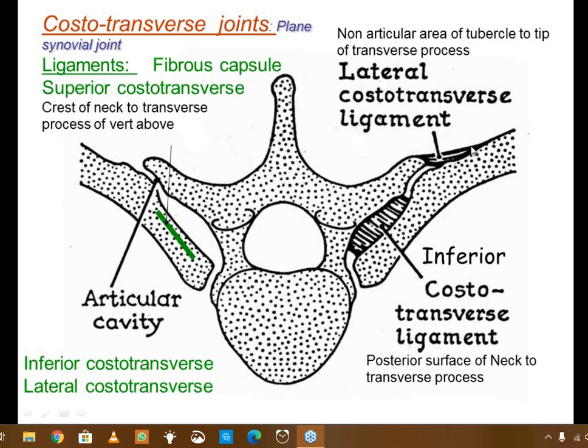Lateral: non-articular part of the tubercle to the tip of the transverse process. And inferior, you can say it's normal. Ideally, it should be posterior, but it's called the inferior costotransverse ligament. This attaches the posterior surface of the neck of the rib with the anterior surface of the transverse process of the corresponding vertebra.